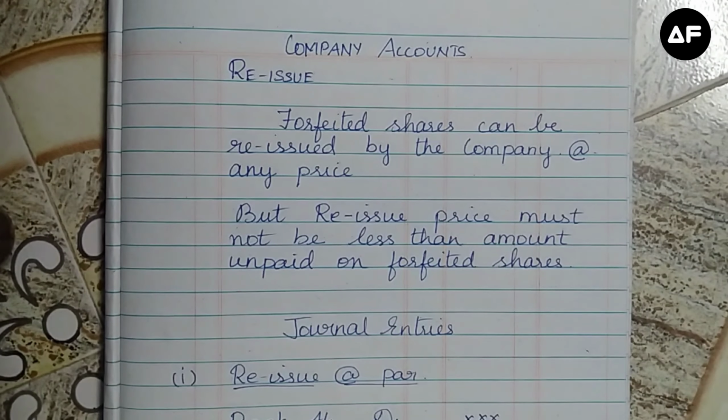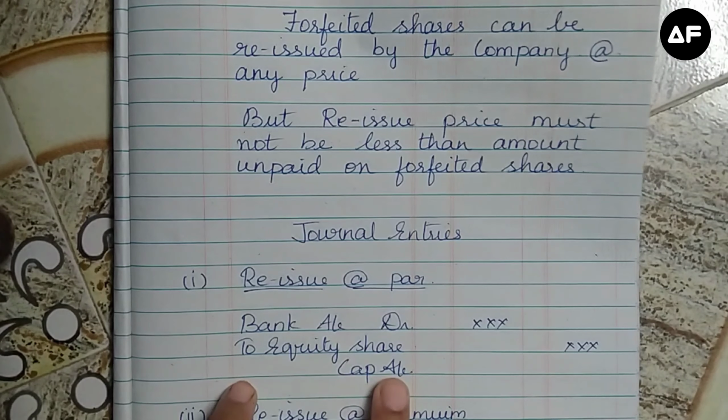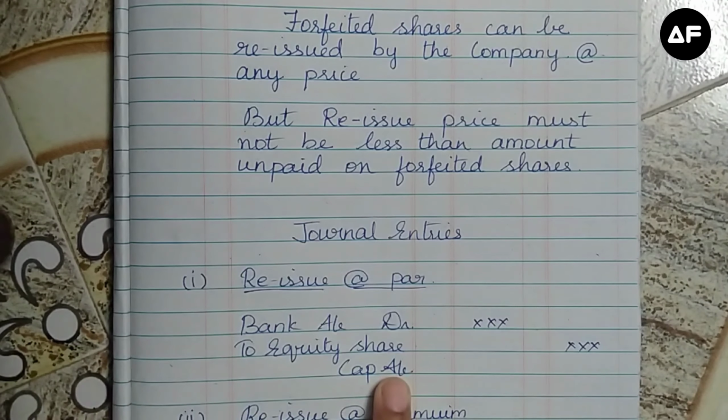The first is reissue at par. That means for cash: Bank Account debit to Equity Share Capital. Remember, when it's reissuing, you're going to receive cash. You're going to receive the capital in the form of cash. Therefore, Bank Account will be there.